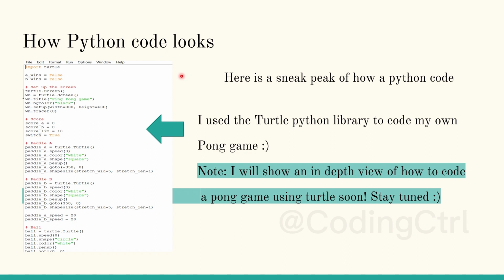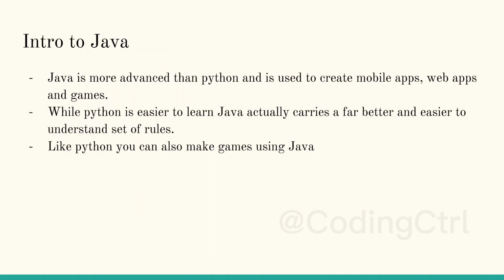Now let's transition into learning more about Java. Let's go. Java is more advanced than Python, and it's used to create mobile apps, web apps, and games. While Python is easier to learn, Java actually carries a far better and easier way to understand the set of rules. But also, like Python, you can create games using Java.